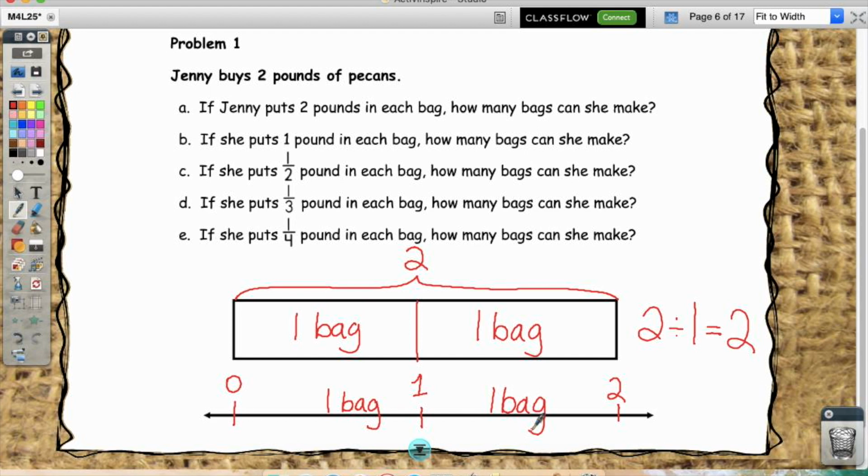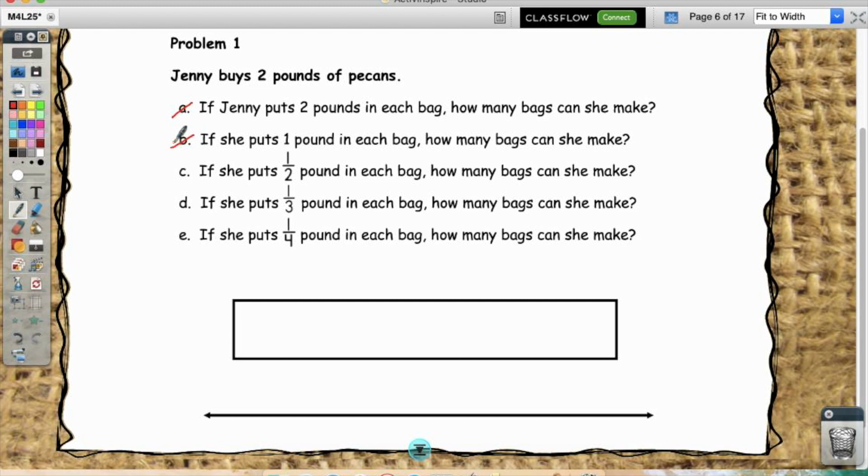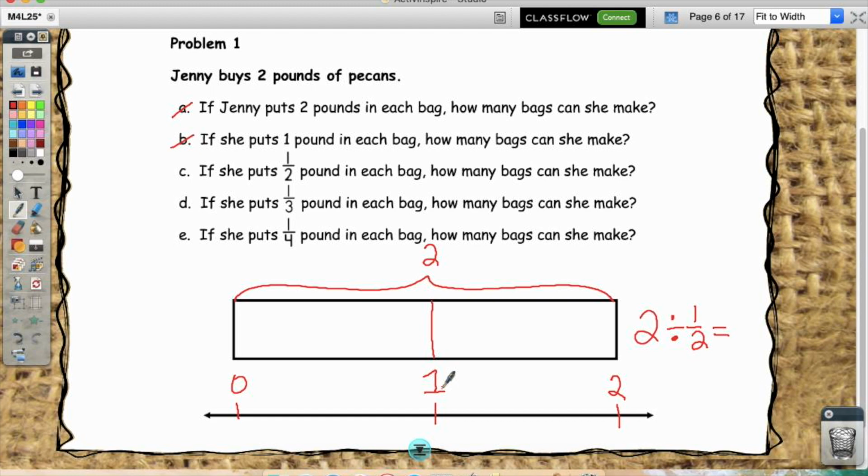Okay, you ready for the next question? So we've done A, we've done B. Now we're going to do C. Jenny buys 2 pounds of pecans. If she puts a 1/2 pound in each bag, how many bags can she make? So here's the problem. 2 divided by 1/2. Now when you do something like this, and you start dividing things in half, you've got to think about what's between 0 and 1. Between the 2 whole numbers. So I think personally, this is easier for me to understand on the number line. Okay? If I'm going to divide it in half, that means I have to divide between 0 and 1 in half, and I have to divide between 1 and 2 in half. Okay?